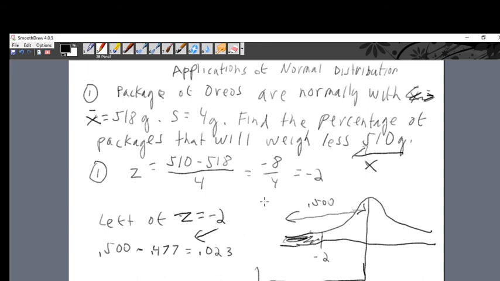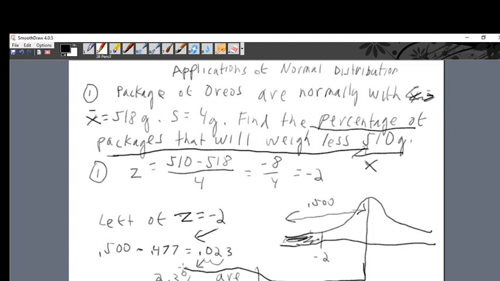What was the question? The question is, find the percentage of packages that will weigh less than 510, less than 510. The percentage. Change the decimal into percent, move it over 1, 2, and it's 2.3% of those packages are going to be less. I mean, it's sort of probabilistic. It's a statistic. We can't be absolutely guaranteed that it's exactly this, but that's what we're assuming is going to happen. Basically these are less than 510 grams. There is our final answer.